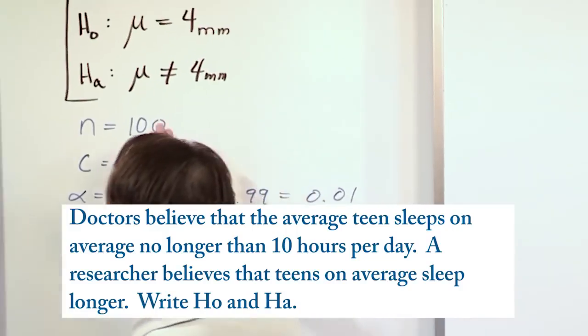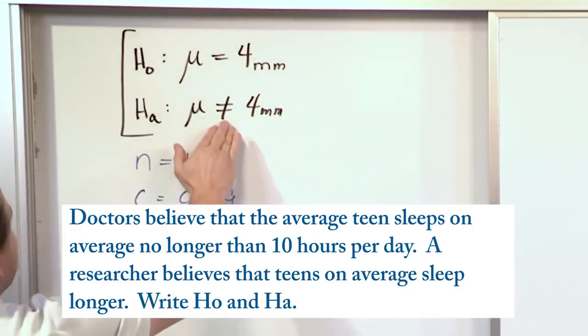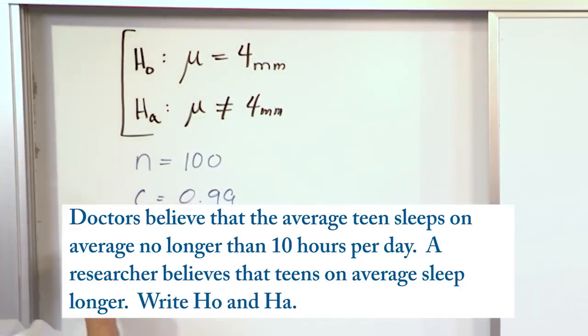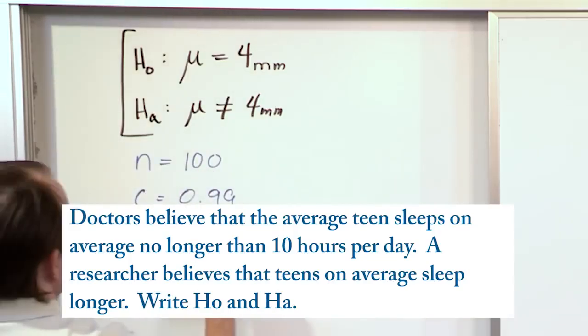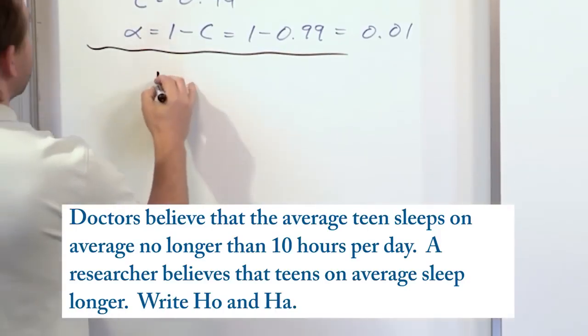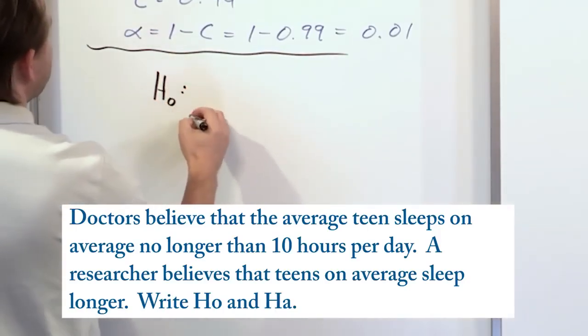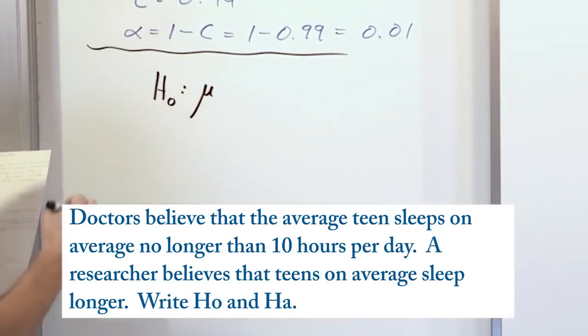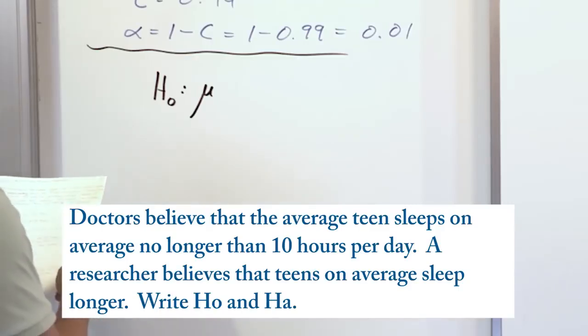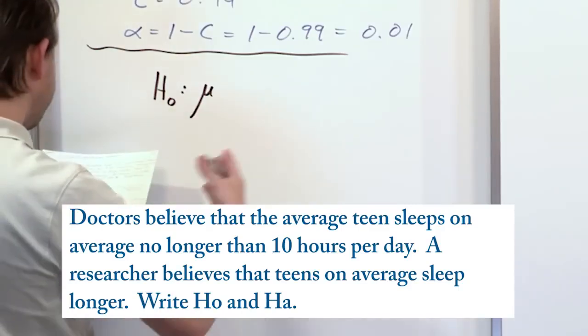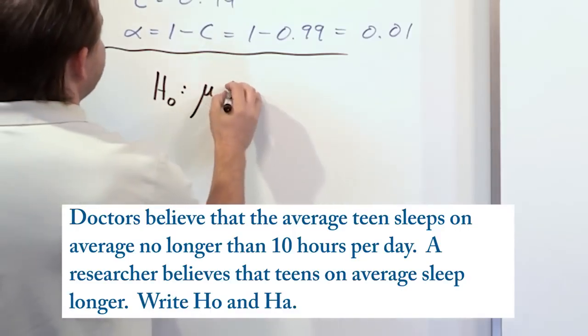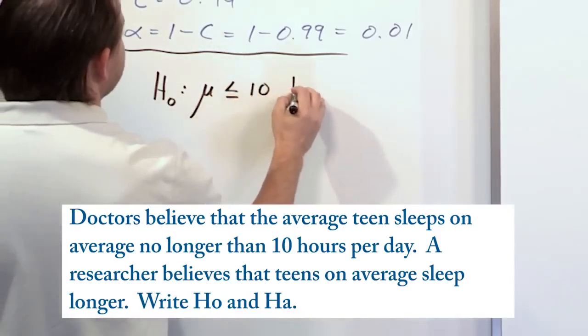So this is clearly not a case where we have equals or not equals, because the wording of the problem is telling us no longer than 10 hours. So we're going to write the null hypothesis accordingly. Null hypothesis: we're going to use the symbol mu again because we're talking about the average amount of time that teens sleep. So this is a mean value for the population of teens. It should be less than or equal to 10 hours.